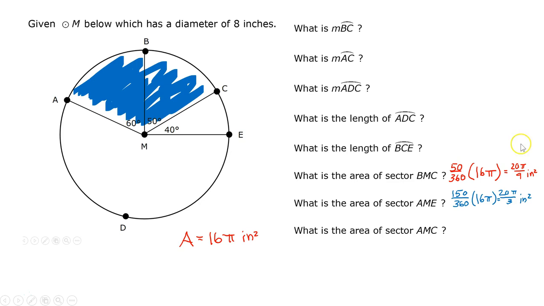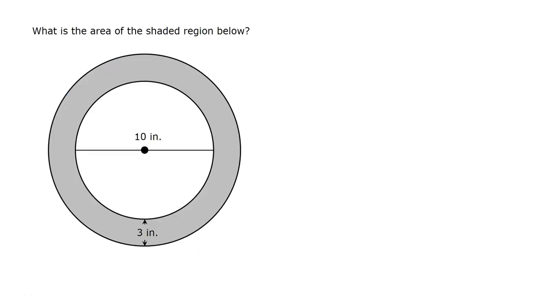So the central angle is 110 degrees there. So when I do this now, I'm going to have 110 over 360 times 16 pi, which is going to give me 44 pi over 9 square inches. So that's how you carry those through.